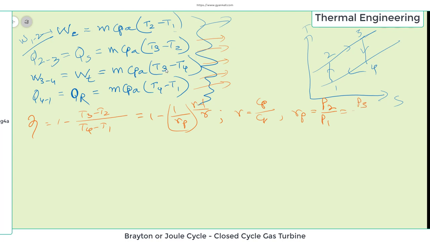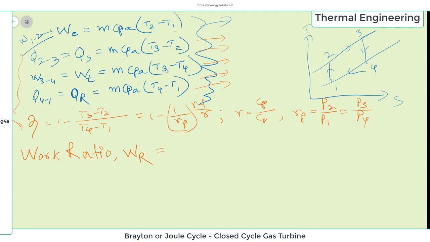P3 divided by P4, since constant pressure, that is rp, not compression ratio, it is pressure ratio. Now there is another term called work ratio, which I have not written yet, next to efficiency eta. Work ratio is a very important term. It is represented by WR.